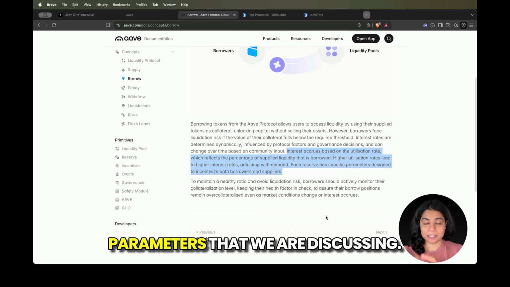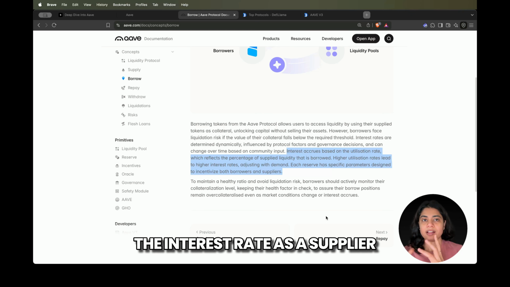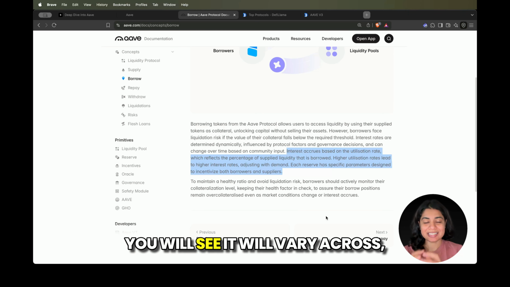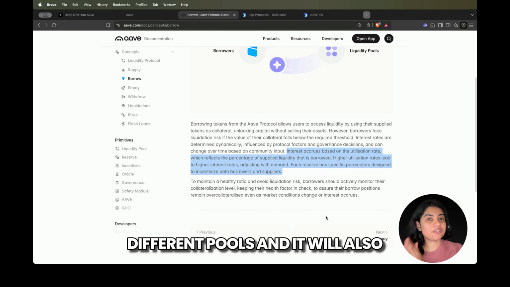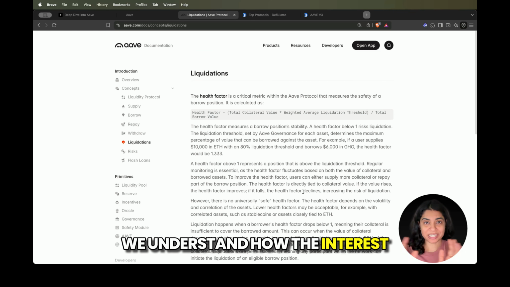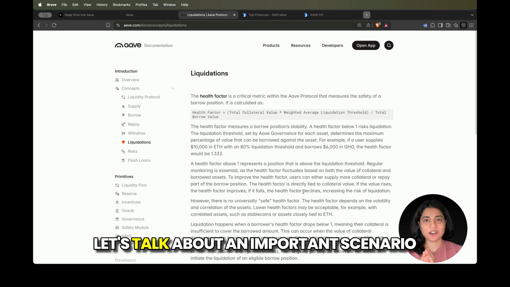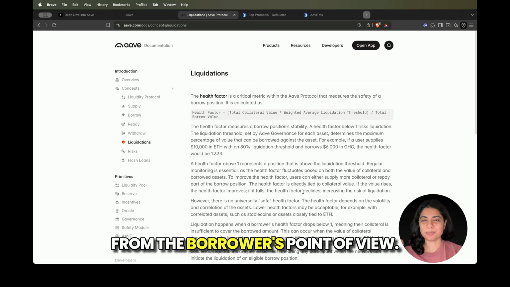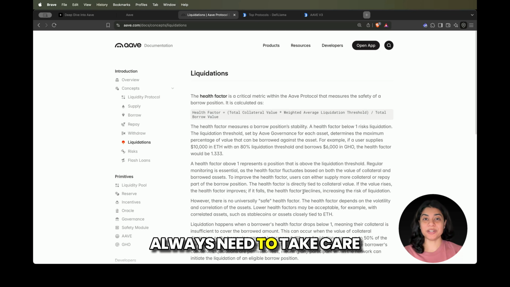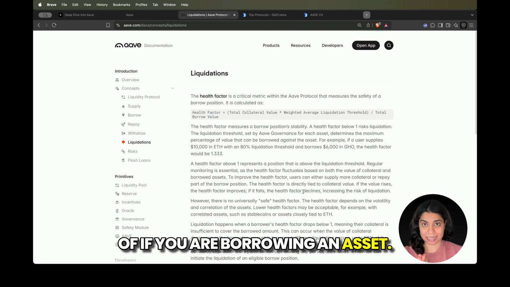And all these parameters that we are discussing, the interest rate as a supplier and as a borrower, are very specific to a liquidity pool. You will see it will vary across different pools, and it will also vary across different networks. Now we understand how the interest rates are determined. Let's talk about an important scenario from the borrower's point of view. Liquidation is something that you always need to take care of if you are borrowing an asset.